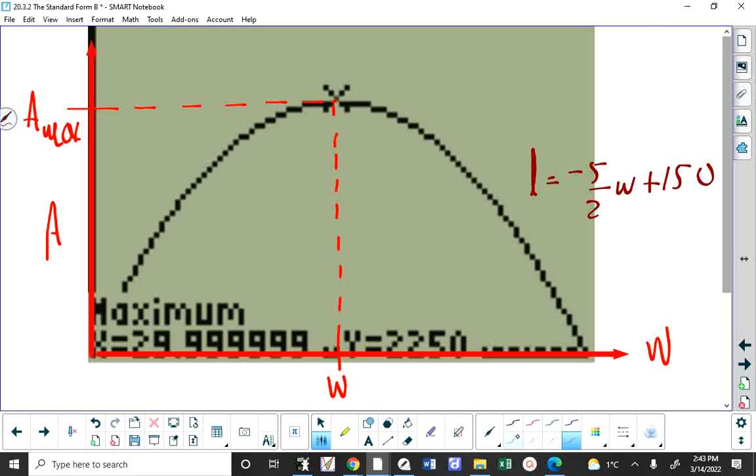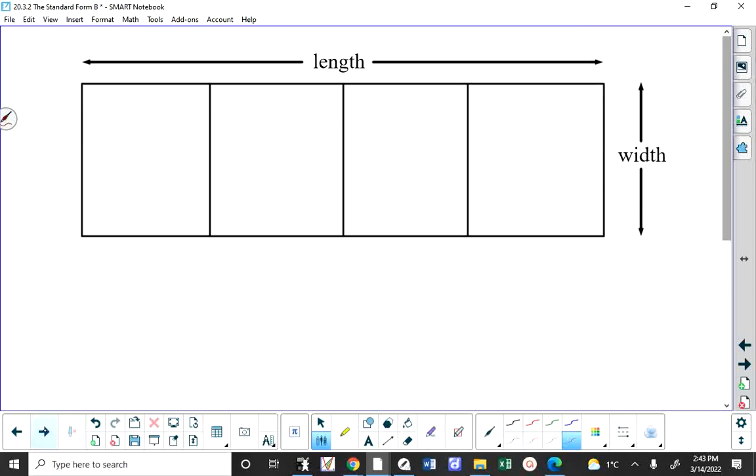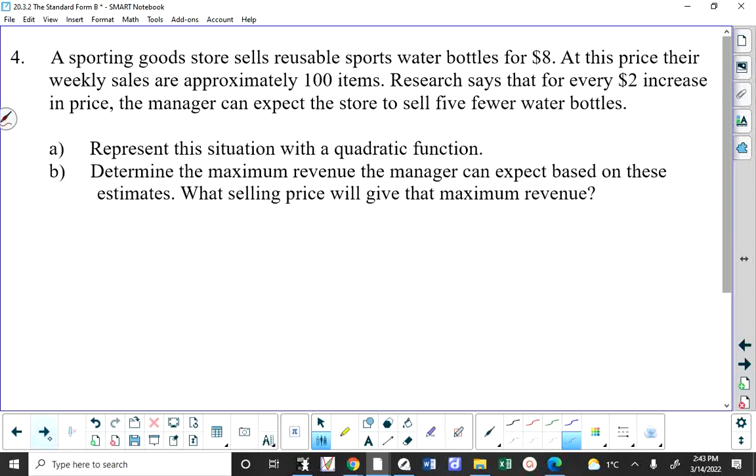One other example we're going to look at today is a classic type of problem that you're going to see again and again and again, and it also is one that you need to know how to do for an exam.